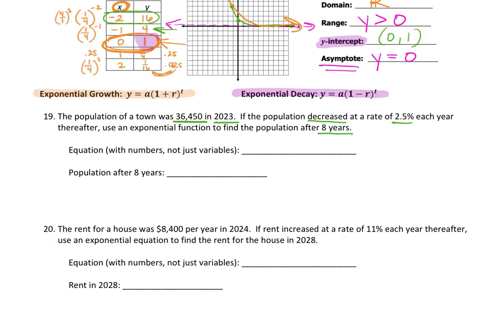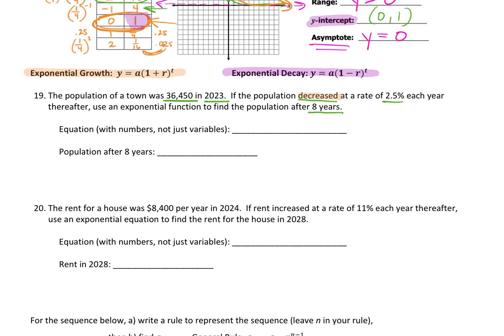Which one of those two equations are you going to use right now for number 19? The decay, because it says it decreased, right? So decreased is going to be decay. So we just have to figure out what we are plugging into that on this problem. What is your A going to be on this problem? What's the number that we're going to drop in right there? Yeah, that's the number you start with. That's your A. Okay, so A is going to be 36,450.